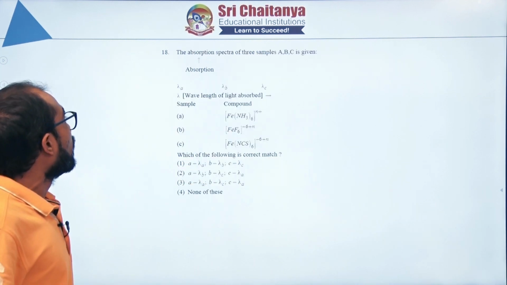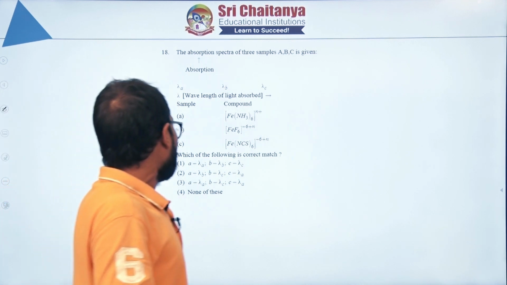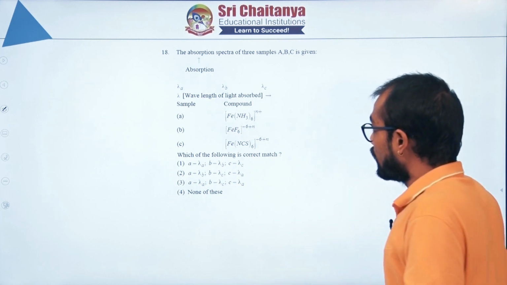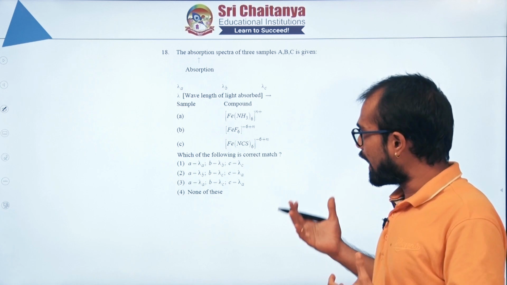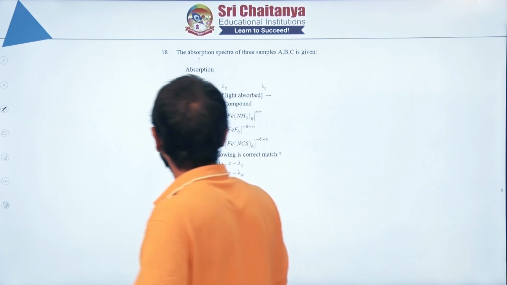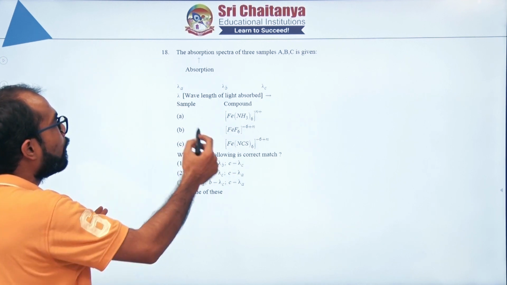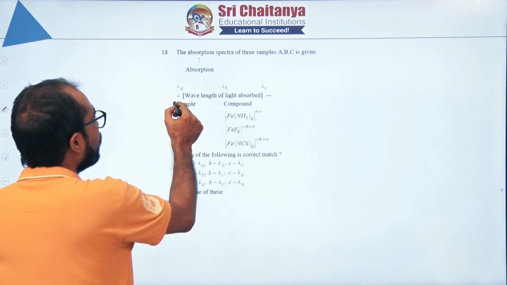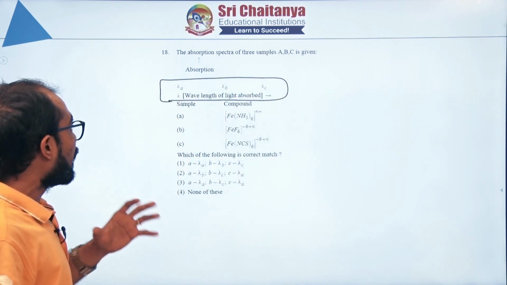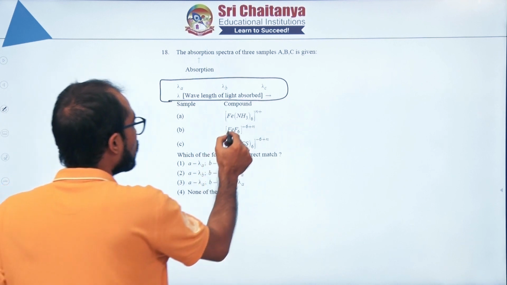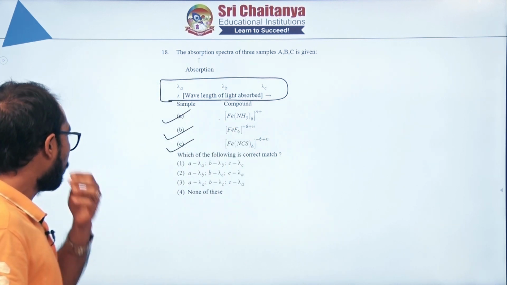Now, next question is again from your coordination complex and CFSE. You can say it is from CFSE. So, let me do a little bit of research on it. Okay. Now, lambda A, lambda B and lambda C, these are the wavelengths of the light absorbed by these A, B and C.